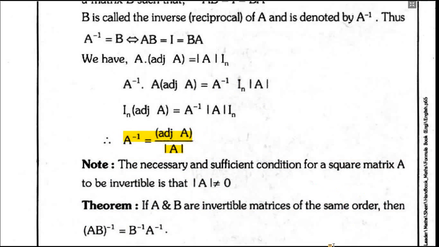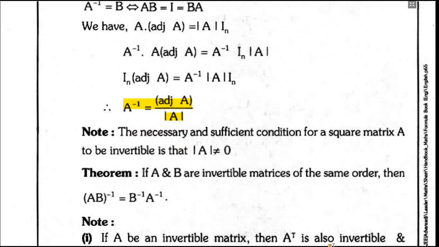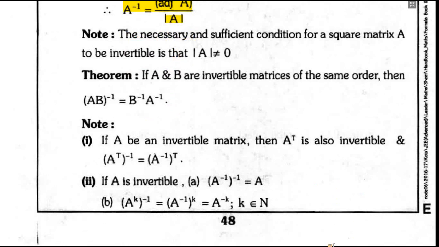The necessary and sufficient condition for a square matrix A to be invertible is that determinant A should not be equal to 0. Theorem: if A and B are invertible matrices of the same order, then inverse of AB equals B inverse A inverse. We have read three reversal laws: the reversal law of transpose, of adjoint, and now of inverse.